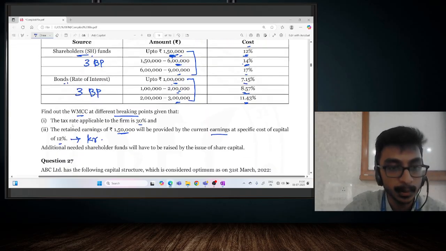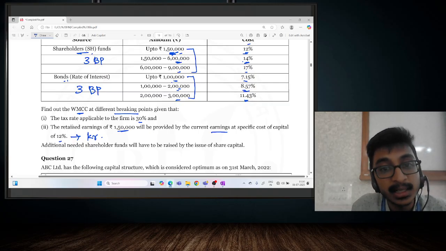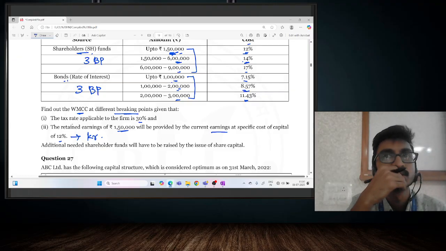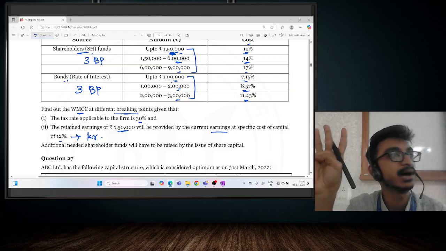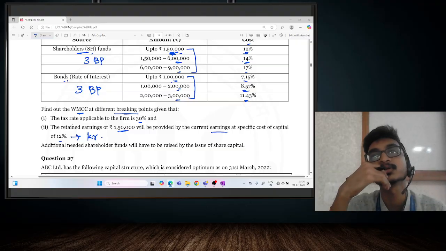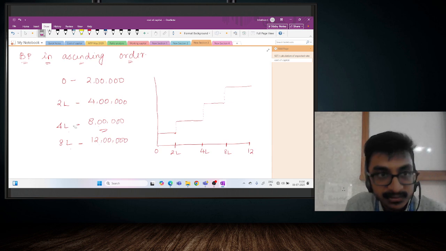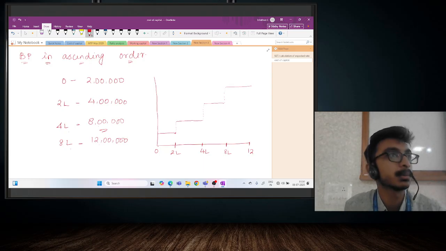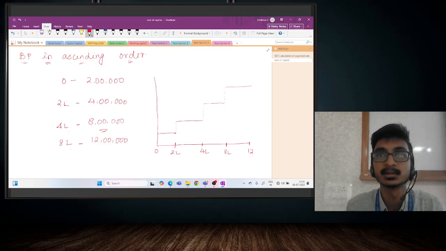Now listen, look at the requirement of the question. Find out weighted marginal cost of capital at different breaking points. So how many breaking points we calculated here? 3 or 4? 4 breaking points we calculated: 2 lakh, 4 lakh, 8 lakh and 12 lakh. So 4 marginal costs of capital we have to calculate. One is from 0 to 2 lakh. Then 2 lakh to 4 lakh, 4 lakh to 8 lakh, 8 lakh to 12 lakh, another marginal cost of capital. Is this clear? Any doubt?